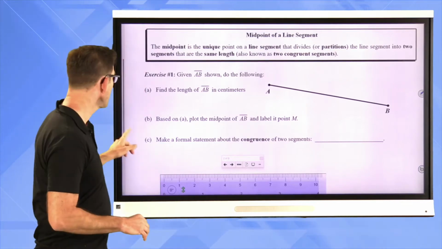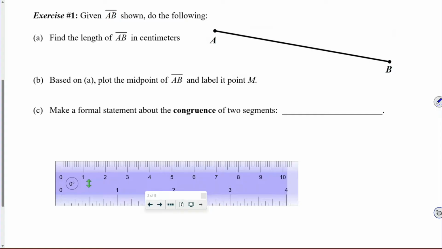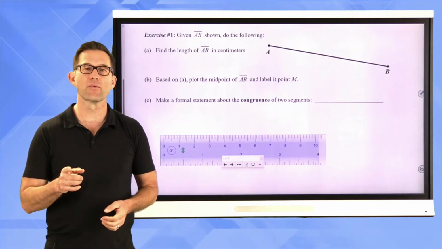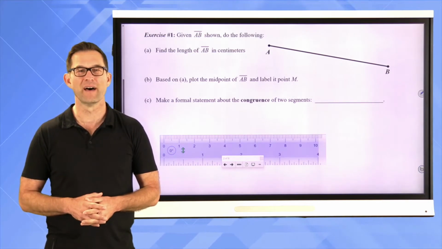So let's take a look at exercise 1. Let's find the midpoint of this segment. Given segment AB shown, do the following. Letter A, find the length of AB in centimeters. All right, this is simple enough. Go ahead and take your ruler, measure that quickly. Hopefully it'll turn out to be a nice number, and then we'll move on from that.